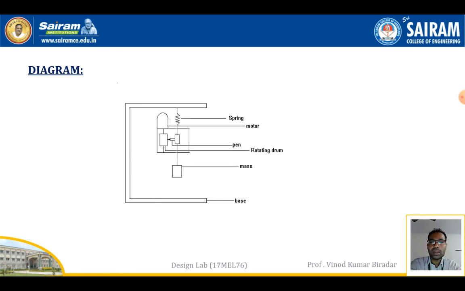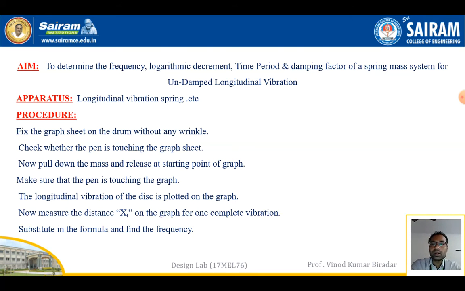The lab setup consists of one spring, one motor, pen, rotating mass, and base. These are the components we are going to use to conduct this experiment. The spring is connected to the heavy mass, and that mass can be moved along the vertical direction. Then we are going to get the vibration graph on the graph sheet around the rotating drum.